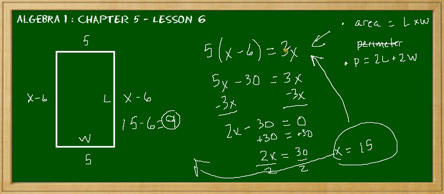And over here on this side we have 3 times 15, which is 45. So it would be 5 times 9, which is equal to 45, and 3 times 15, which is 45. So the 15 did check out. Now let's go over to example number 3, and we're going to do that in 1 second.